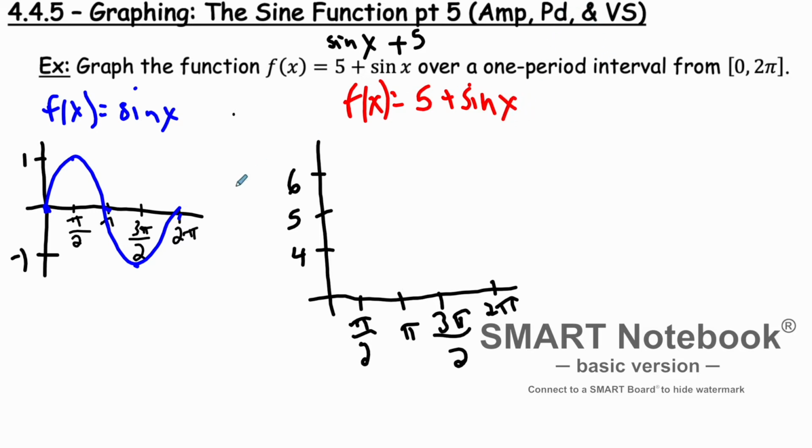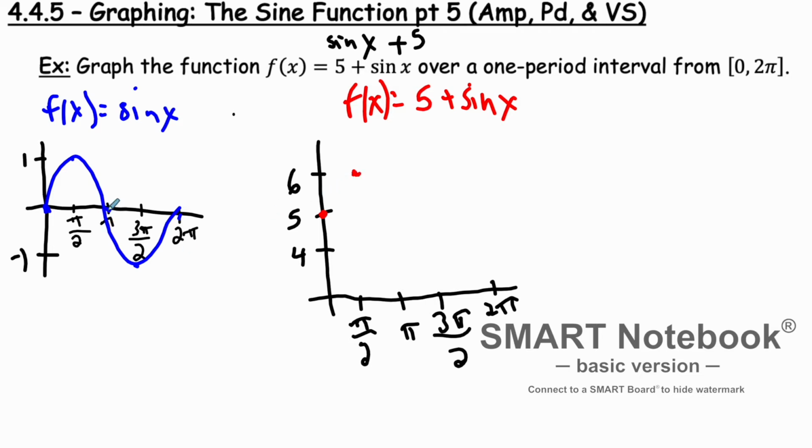All right, so let's track all these points again. Here we go. First point, 0, 0. Well, 0 plus 5 is 5. So I have my point at 0, 5. Pi over 2 was at 1. So 1 plus 5 is 6. So I got a point up here at pi over 2, 6.